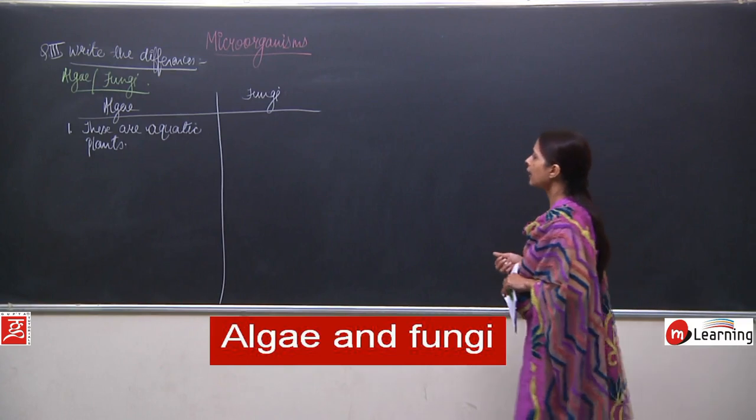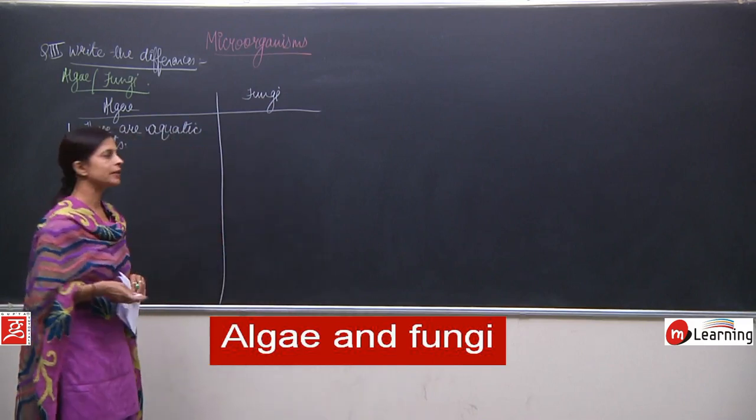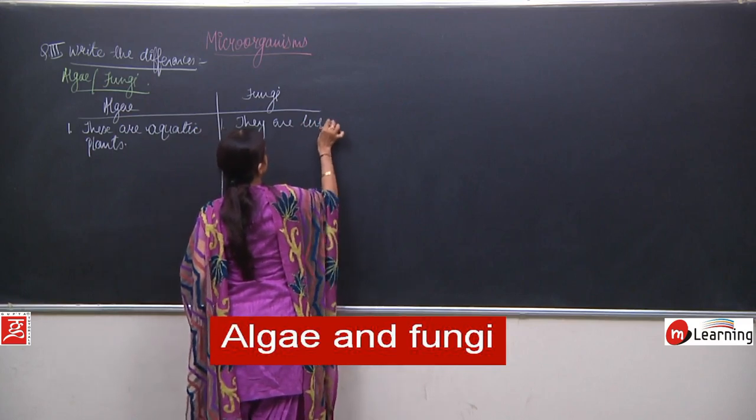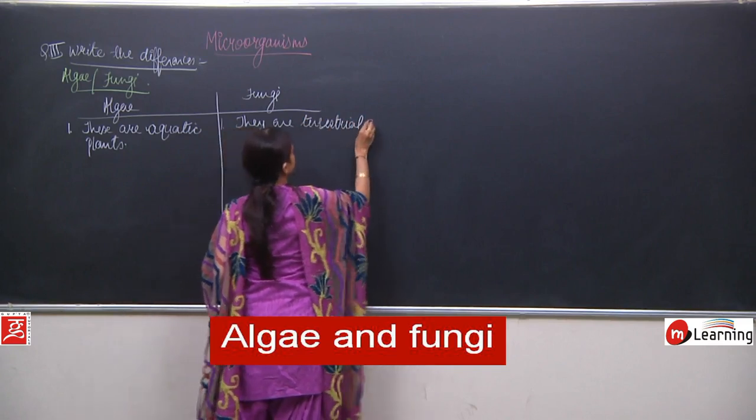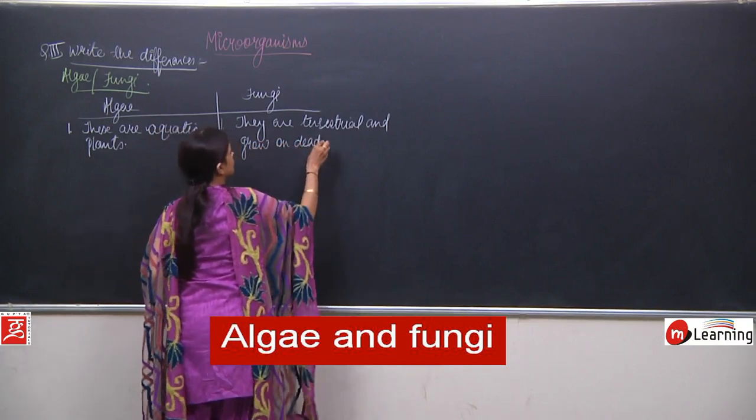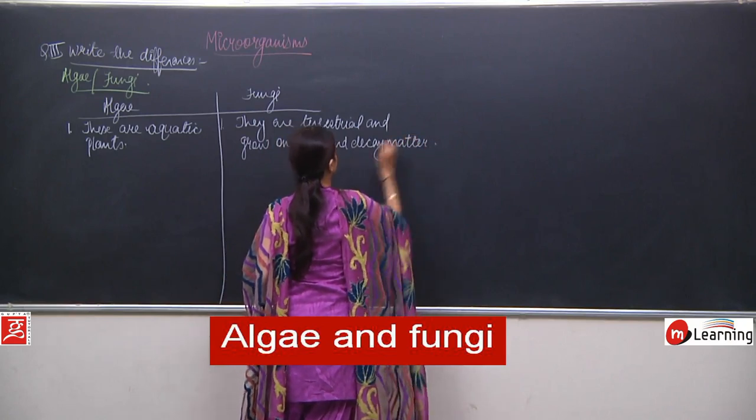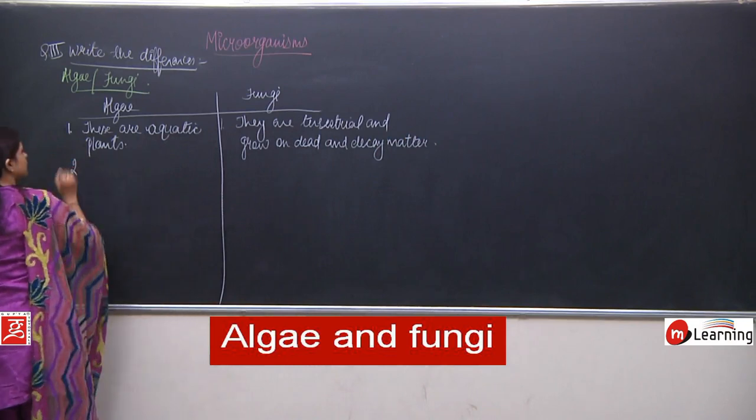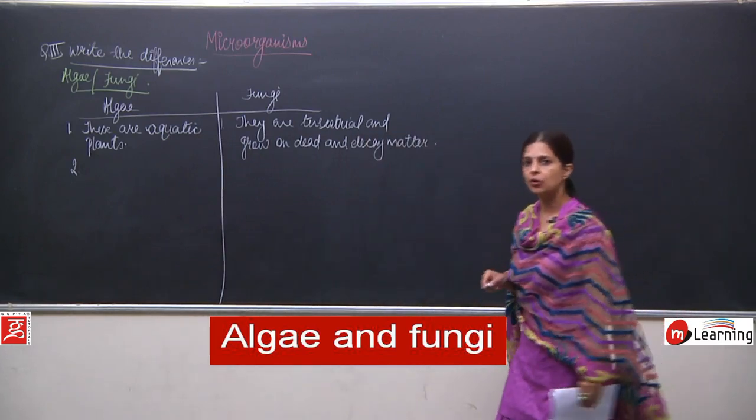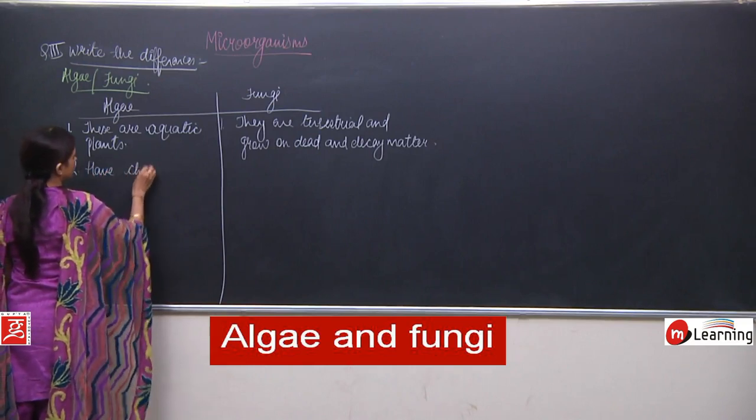So when we talk about algae, we can write that these are aquatic plants, but when we talk about fungi, these are not aquatic plants, they are terrestrial and grow on dead and decaying matter. Now the second point, which is very clear from the first point, that algae are plants, and so algae have chlorophyll.